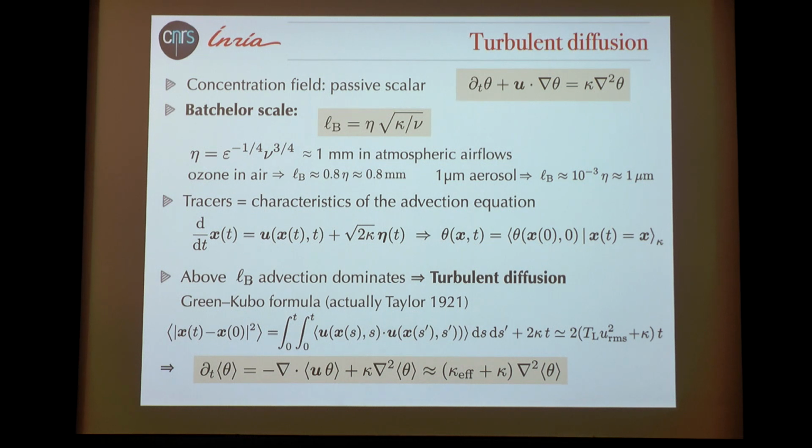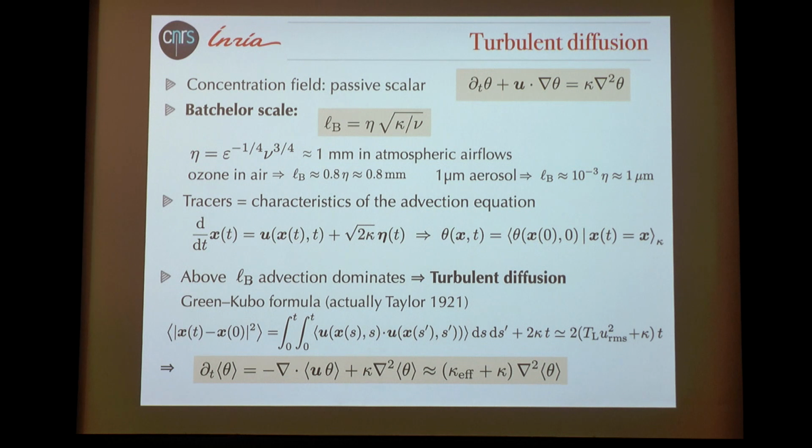So now if we take an average conditioned on initial data with respect to the stochastic noise, what we get is that we can express, at any position and time, the concentration field as the average of the initial data along these stochastic trajectories, which end at a given position. Okay. So now, clearly, above this Batchelor scale, advection is dominating. And to describe what's happening, we usually use the Taylor approach to turbulent diffusion.